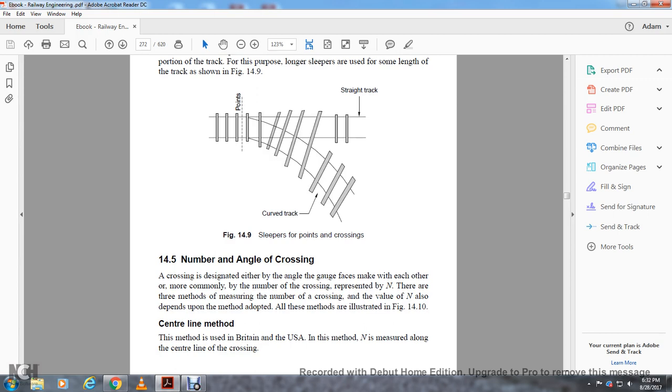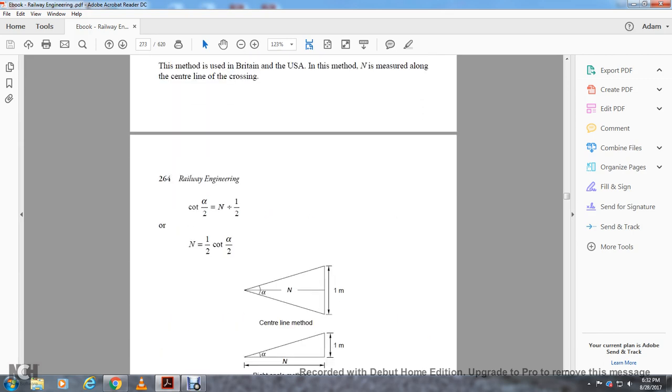Either the more common number of the crossing is replaced by the m there, as a method is the number of the crossing. The value n also depends upon the method. The method is illustrated in figure 14.10. The center line method is used in Britain and in the U.S. In this method n is measured along the center line of the crossing.